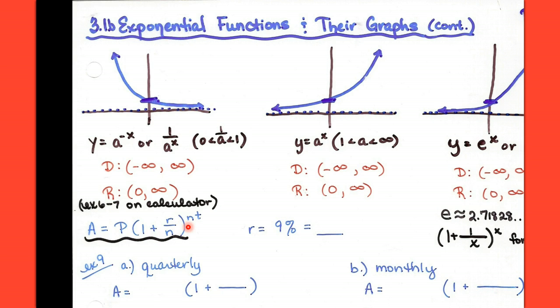So for example number 9, it says a total of $12,000 is invested at an annual interest rate of 9%. Find the balance after 5 years if it's compounded quarterly or if it's compounded monthly. Okay, so if it's 9%, I need to rewrite that as a decimal. What is that as a decimal? Yeah, 0.09. So we can come down here, we can say, okay, what's our principal? How much were we investing?